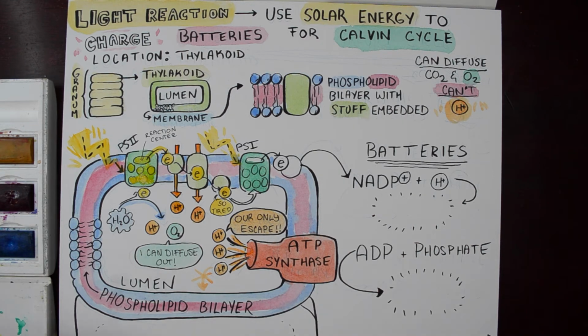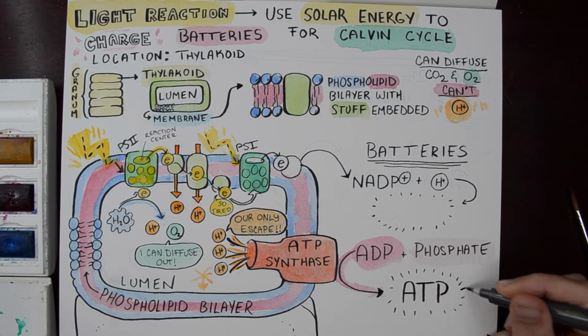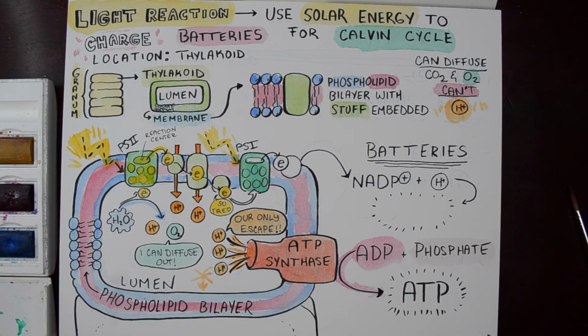The flow of the hydrogen ions is going to allow ATP synthase to produce adenosine triphosphate. ATP synthase will take adenosine diphosphate and phosphate and attach them together. Adenosine diphosphate has 2 phosphates, you attach a third, and that's how you end up with adenosine triphosphate. This is how you create the first of your charged molecular batteries, ATP.